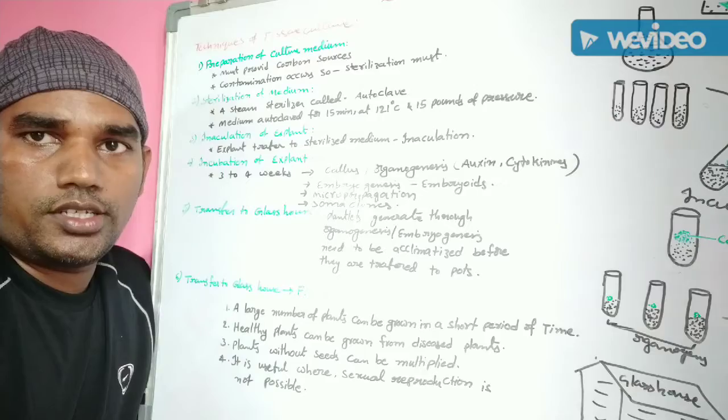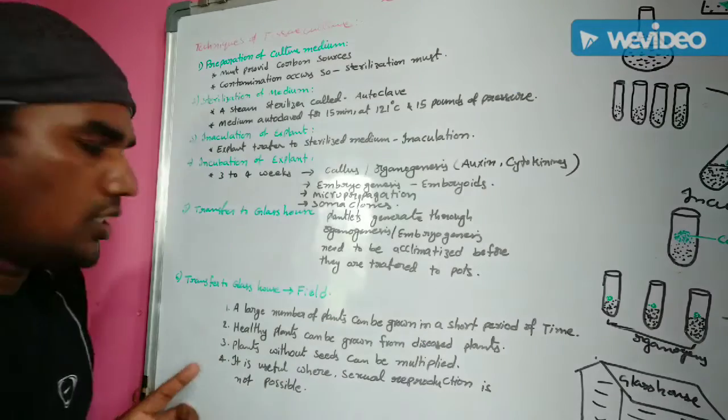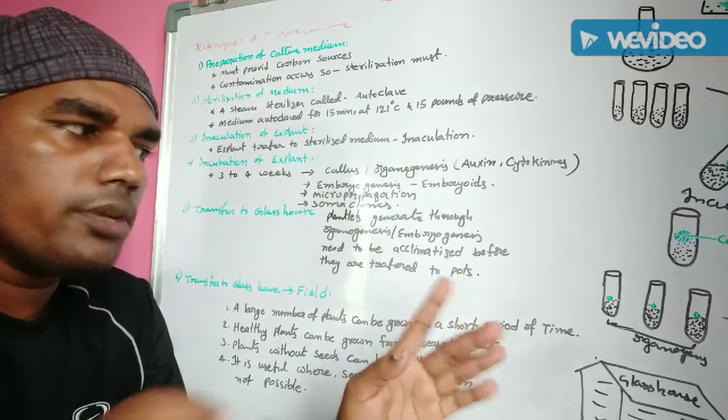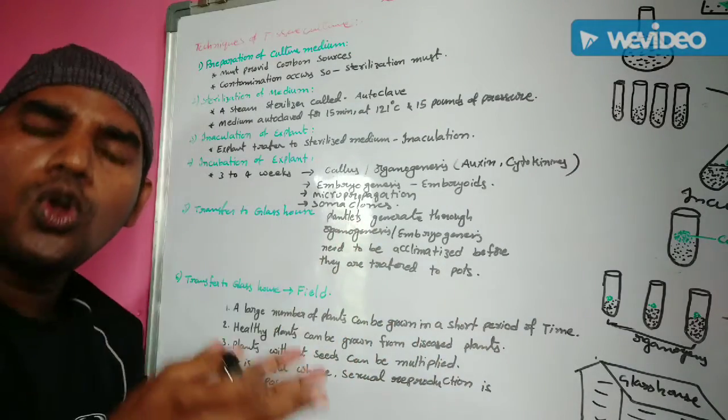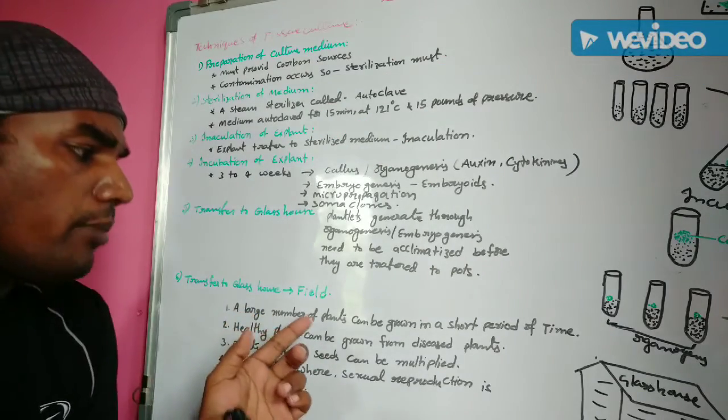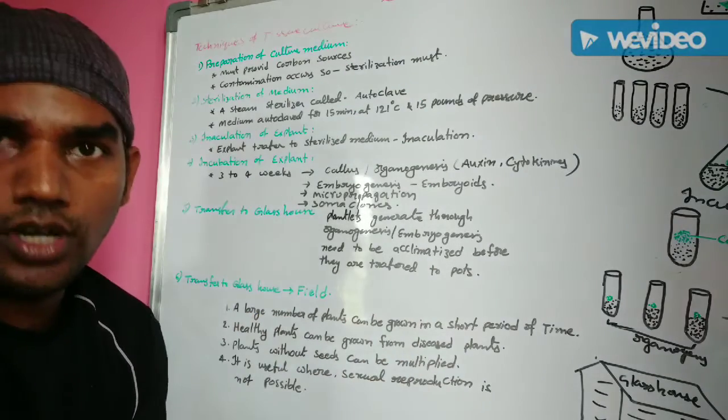Advantages of the tissue culture. Some advantages of the tissue cultures are: first one, a large number of plants can be grown in a short period of time. That one is micropropagation. Okay, we can form a large number of plants in a very short time.